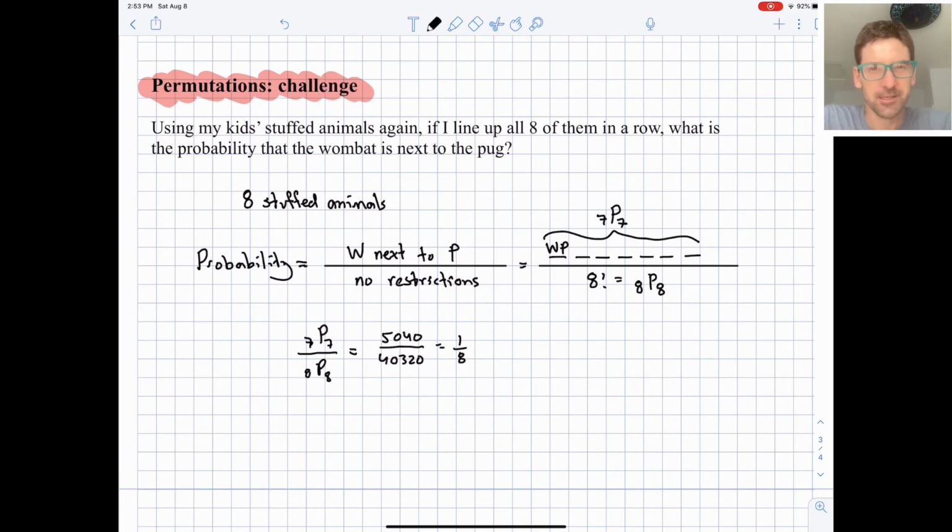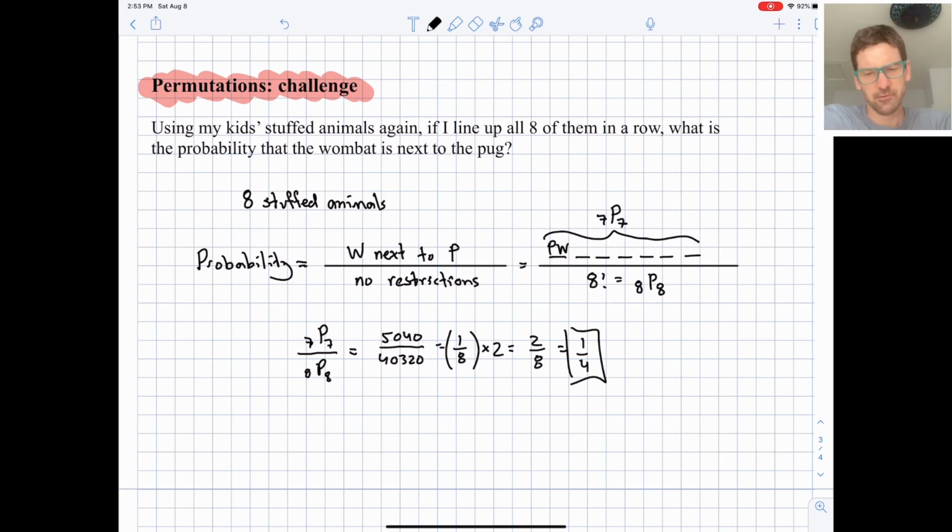All right, but did you figure out what maybe the gap was that we hadn't solved yet? It doesn't have to be wombat pug. It could be pug wombat. And so that's going to double the number of total ways that we have, and that would be 2/8 or 1/4. So that's, to my mind, a surprisingly high probability. If we just arranged all those animals in a row, there's a 1 in 4 chance that the wombat and pug are touching or next to each other.